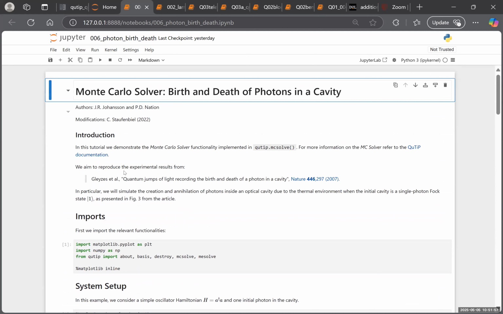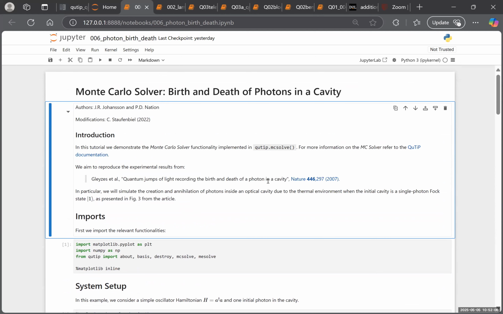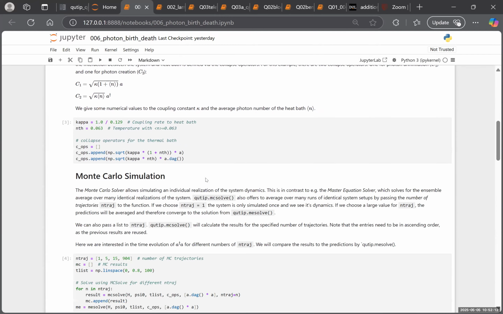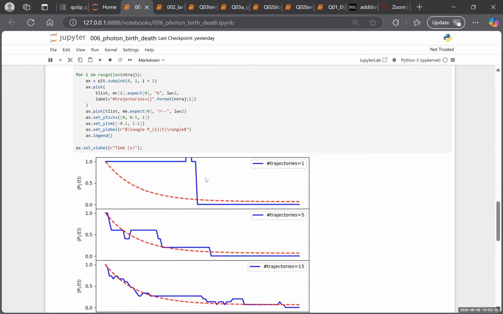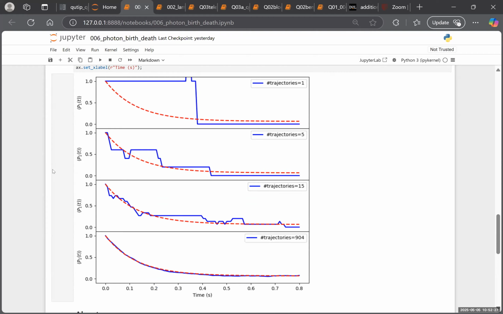But this is actually an example from simulating a Nature paper from a long time ago, 2007. So you can actually use QuTiP to do something at the research level. It's not just for teaching or for animation, but you can do some real research with this.